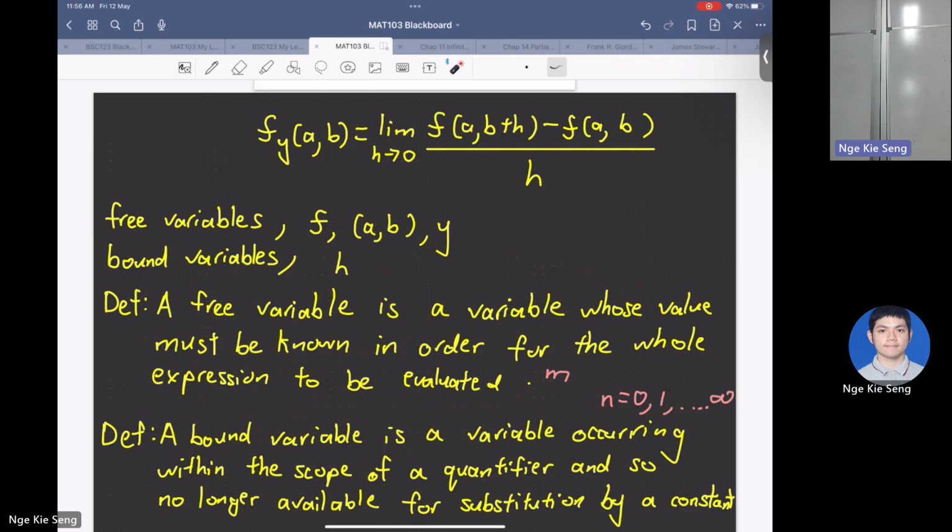I'm telling you how to read definitions. In a definition, the most important part is after the "is", not before. Before the "is", you can name it anything you like, depending on how you phrase the definition. Maybe the name comes before or after the "is", because I also can say a variable whose value must be known in order for the whole expression to be evaluated is called a free variable. So the terminology of the definition is not important. What is important is the object you really want to look at.